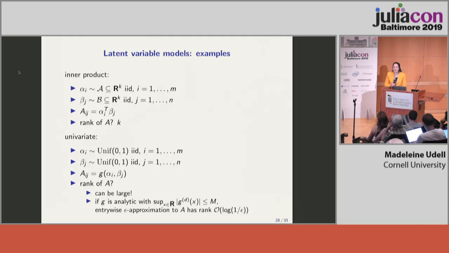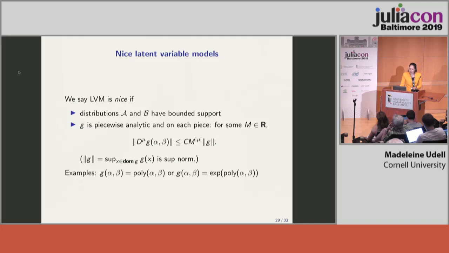Okay. Now, can we relax some of these assumptions? So we can relax some of them. Let's suppose that instead the distributions A and B could still be arbitrarily high dimensional, but they have bounded support. And let's suppose that g is piecewise analytic, and then one other condition that I'm not going to talk too much about.